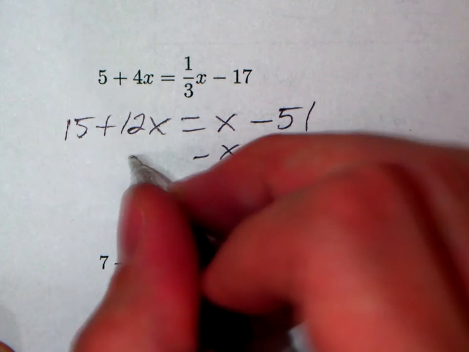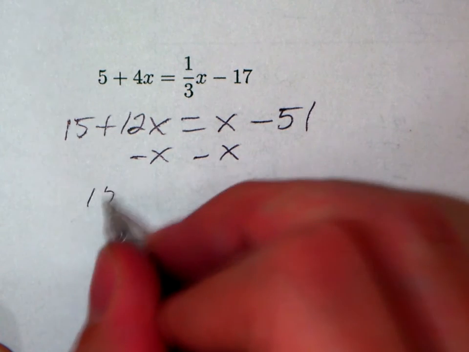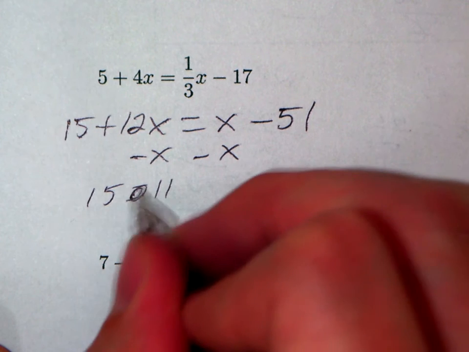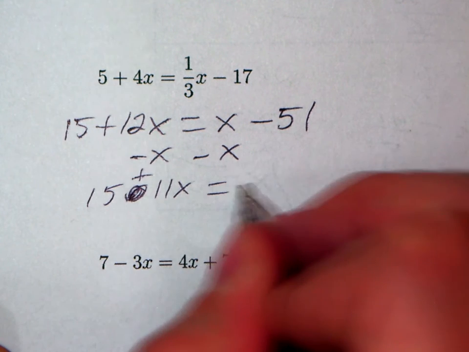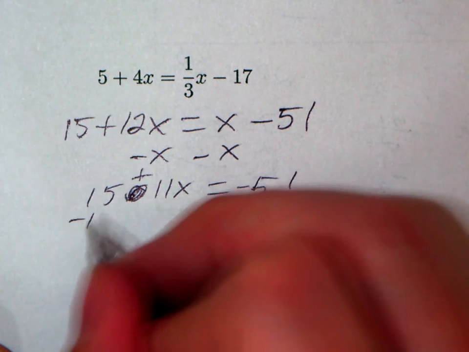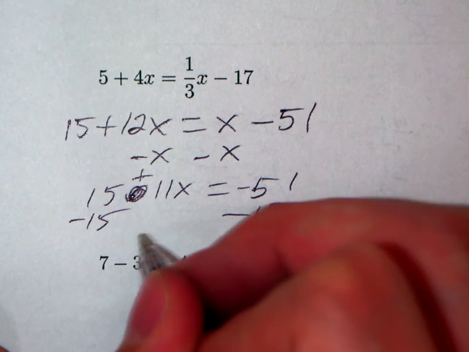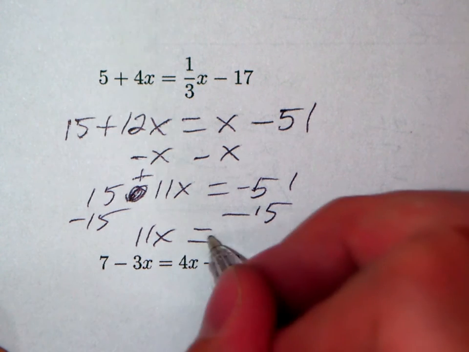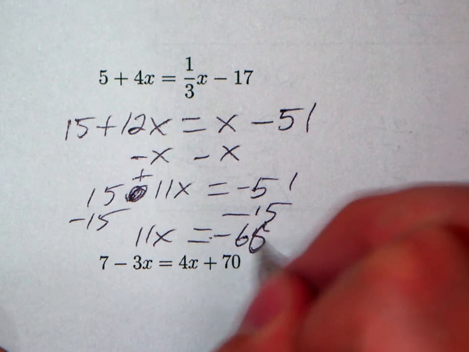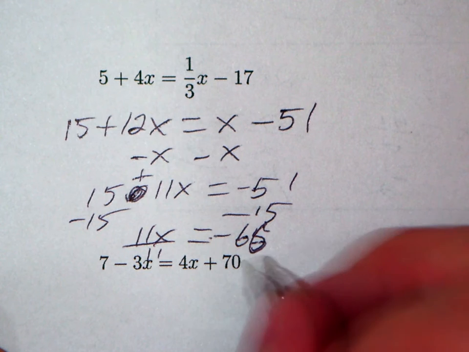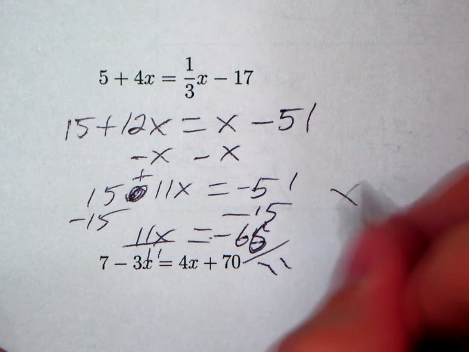And then I solve it like normal. Subtract x from both sides. 15 plus 11x is equal to negative 51. Subtract 15 from both sides. I have 11x is equal to negative 66. When I divide by 11, I get x is equal to negative 6.